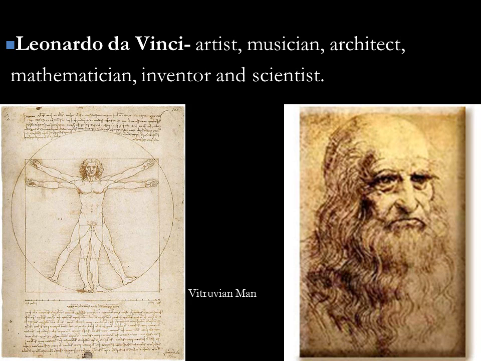The Vitruvian Man over on the left. Remember that Da Vinci was not just an artist, he was a sculptor, musician, mathematician, inventor, scientist. The term Renaissance man really refers to him. It's somebody that can do a little bit of absolutely everything.